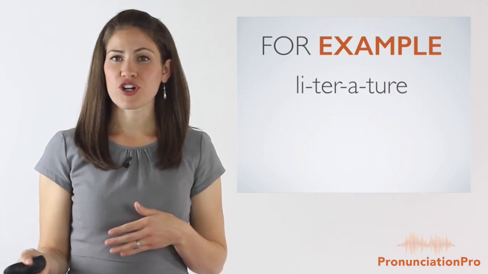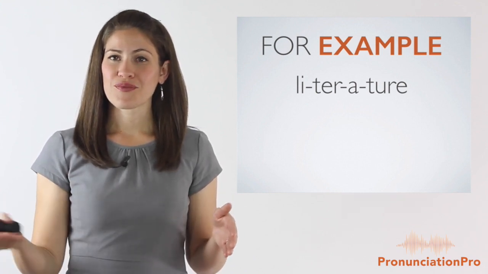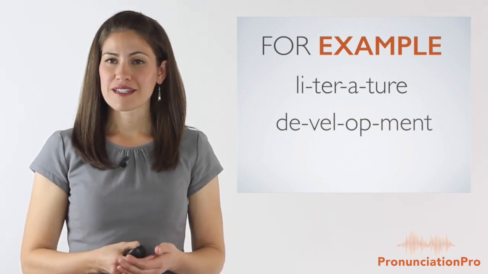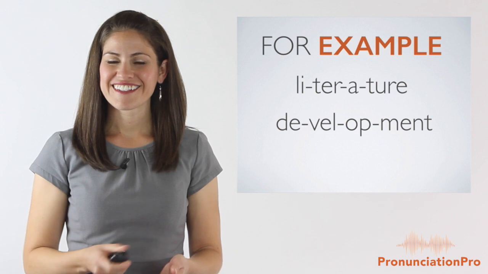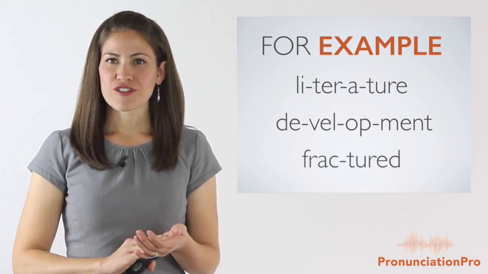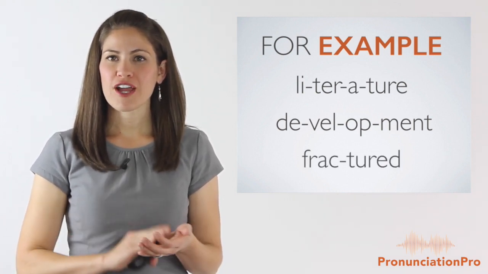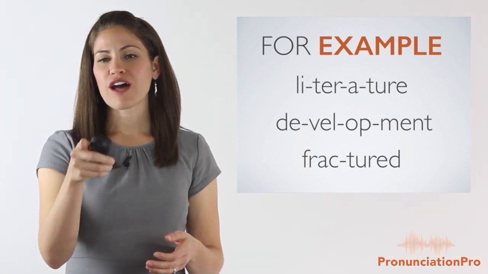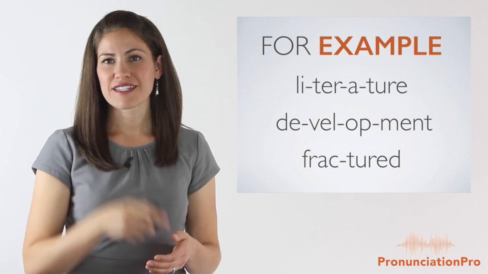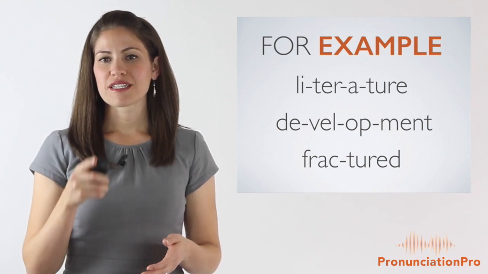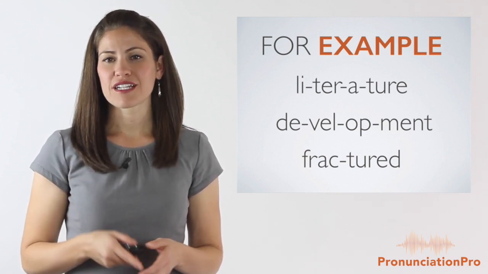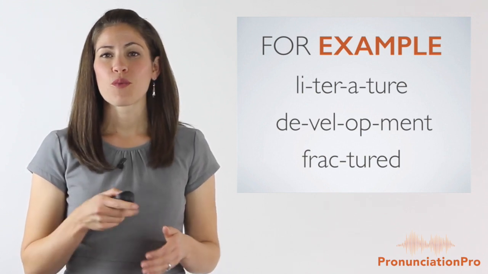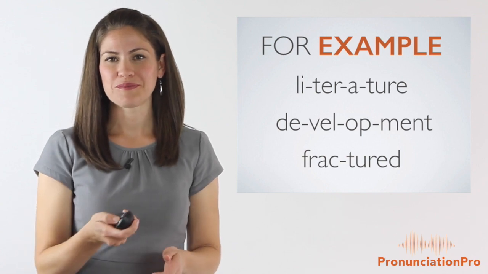Literature, development, fractured. Okay, so if you see, there are 2 vowel letters in that last syllable in fractured, but the E doesn't get a pronunciation in it. Fractured. So 1 vowel sound per syllable.